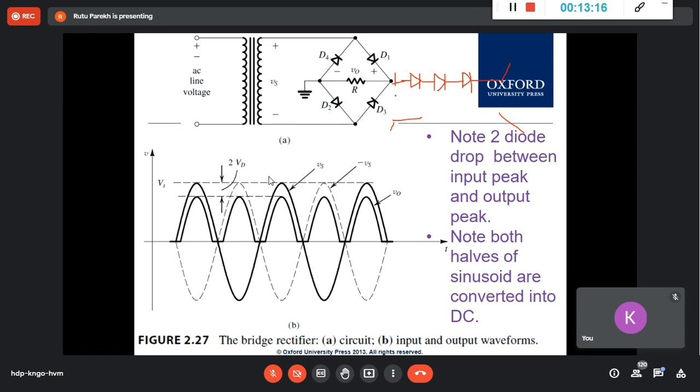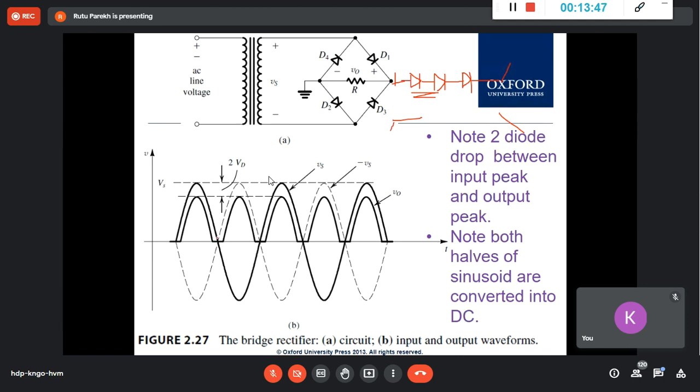Let's say my input is 5 volt. If it is just 1 diode, forget these 2 are not there, then what will be my output? If it is a 0.7 drop, then 4.3 for the positive half. Now think there are 2 diodes, and again a 0.7 drop, the same thing.